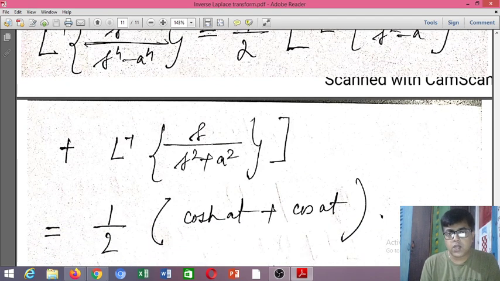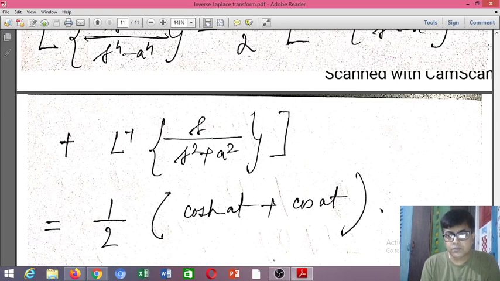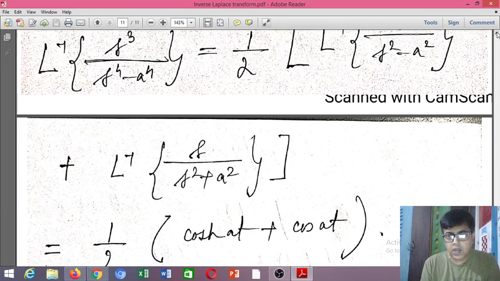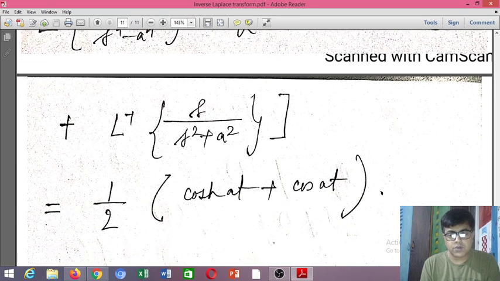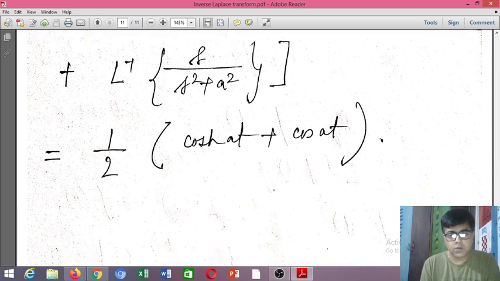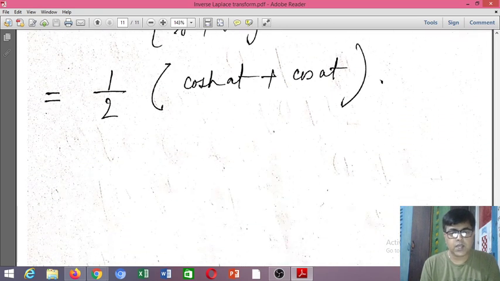As I told you earlier, L inverse of s by s square minus a square is nothing but cos hyperbolic at, and L inverse of s by s square plus a square is nothing but cos at. So they are known forms, therefore I have written that, and I have got the result to be half into cos hyperbolic at plus cos at.